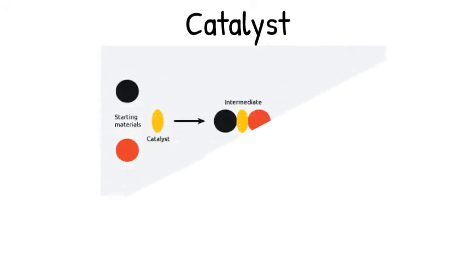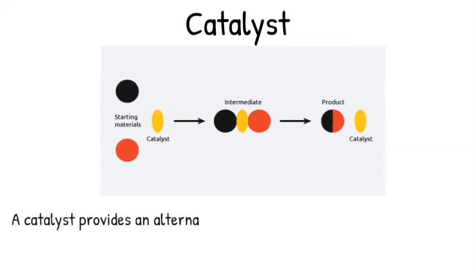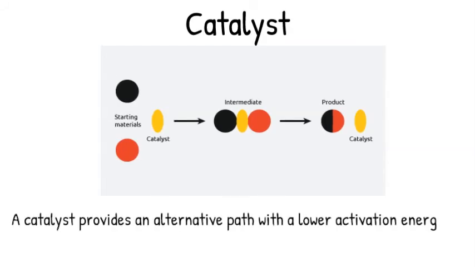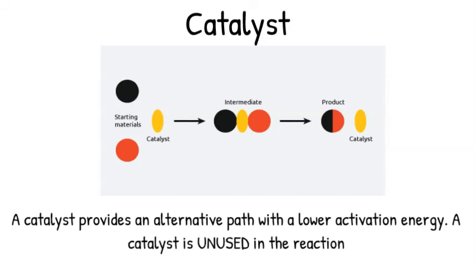The fourth and final way we can change the rate of reaction is to use a catalyst. As you can see here, the catalyst in yellow brings the materials, the reactants together, orients them correctly for a successful reaction to form the product on the right. The catalyst remains unused in the chemical reaction.